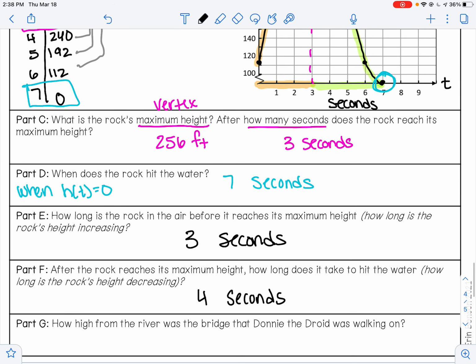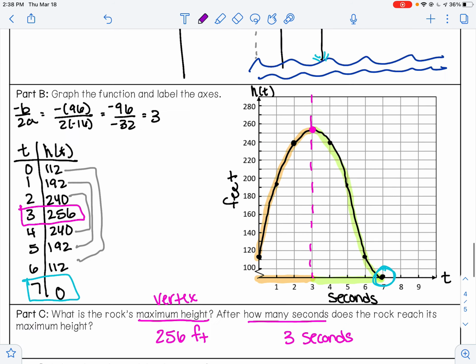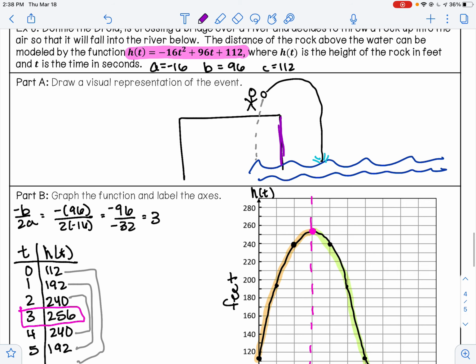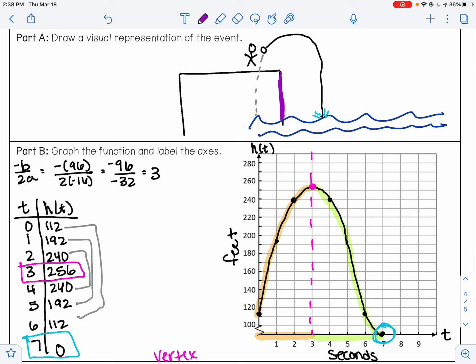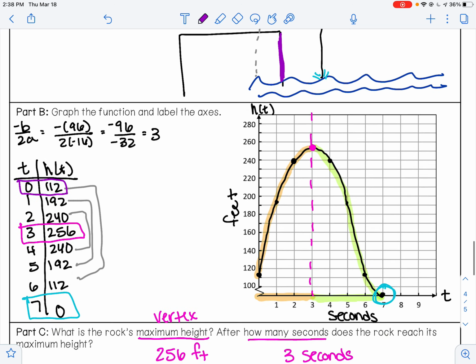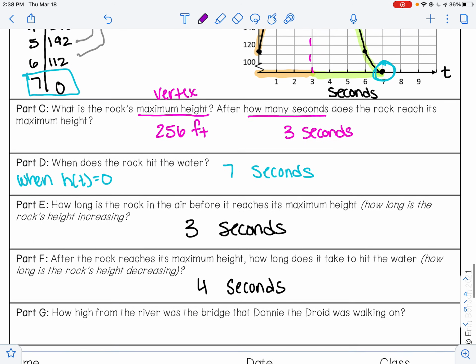Part G. How high from the river was the bridge that Donnie the droid was walking on? So we want to know, how high is this bridge? Well, let's see. That would be from when time is 0, right? Because before the rock leaves his hand, that's the initial height. And so our initial height is 112 feet.